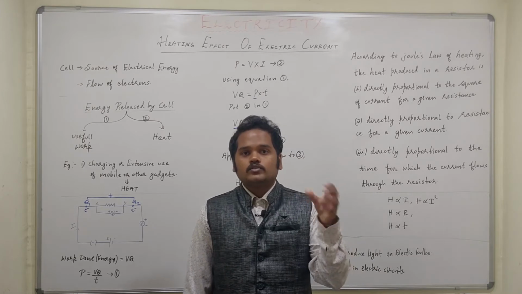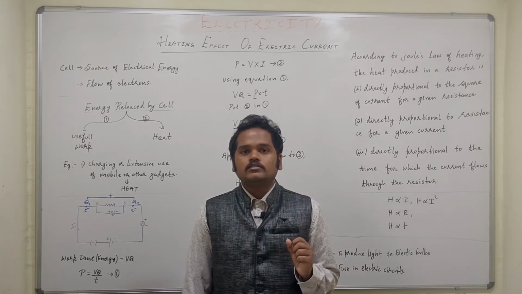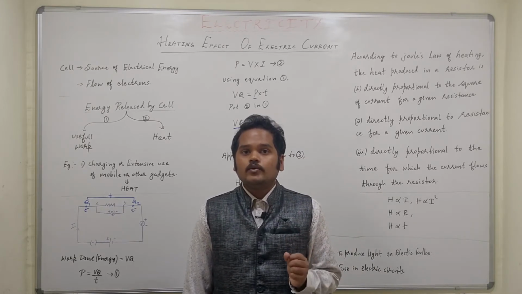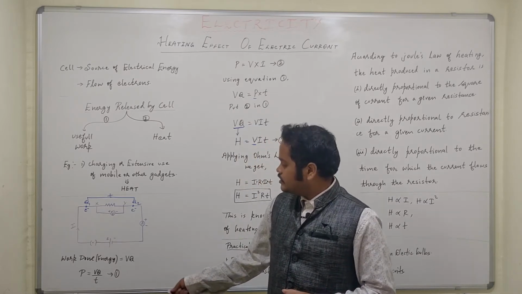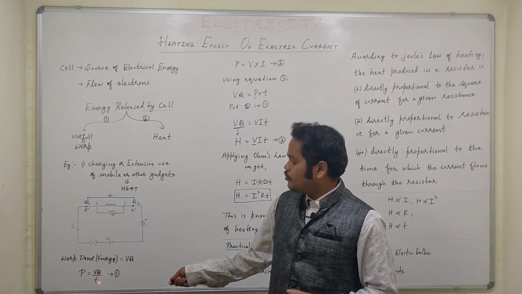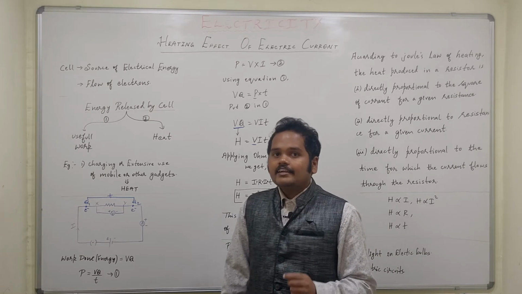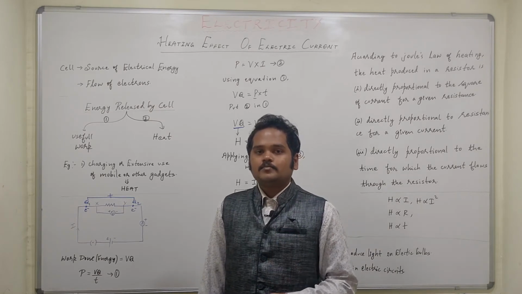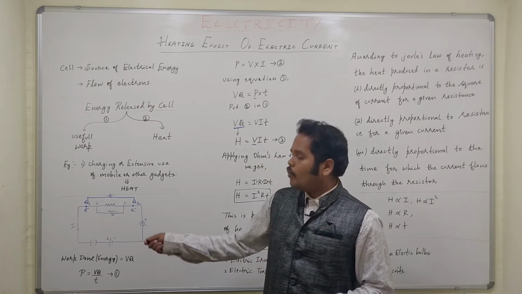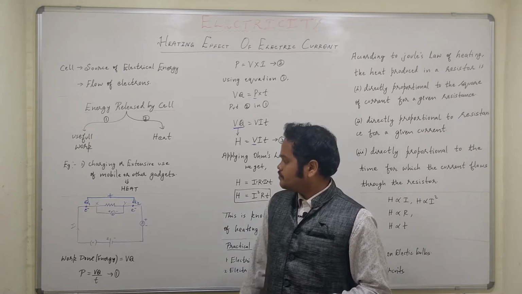What is a power source? The power is V into Q divided by T. P is equal to V into Q by T. What is T? T is the time taken to move from one point to another point.